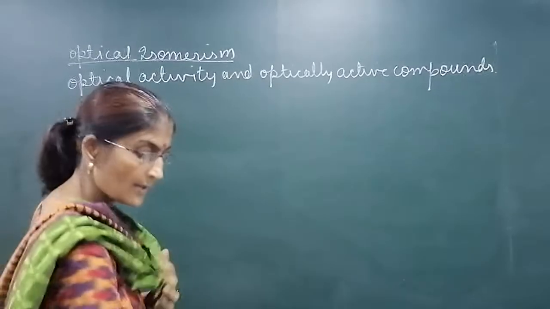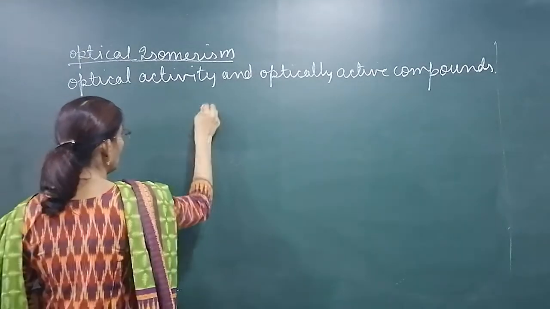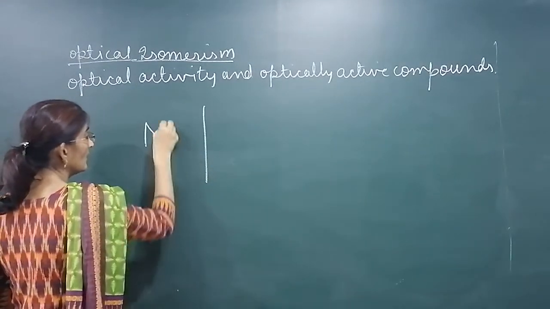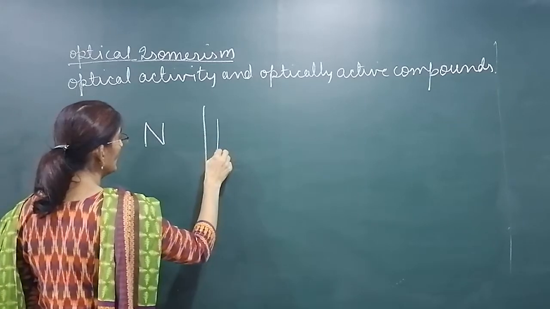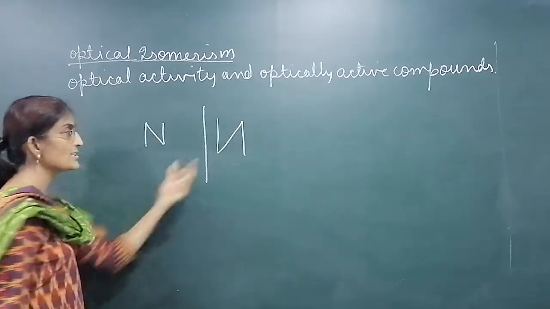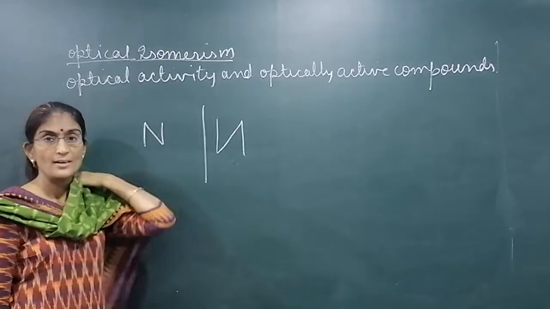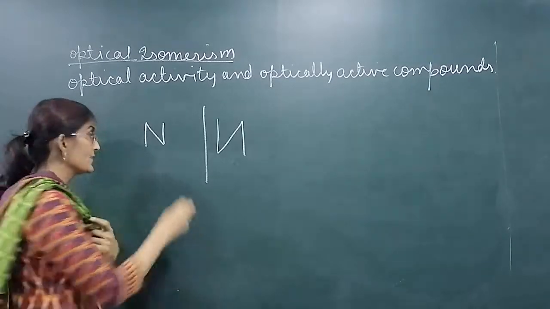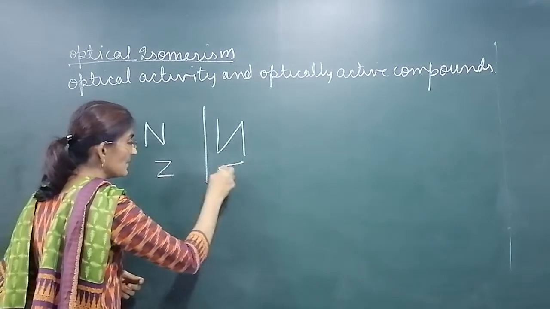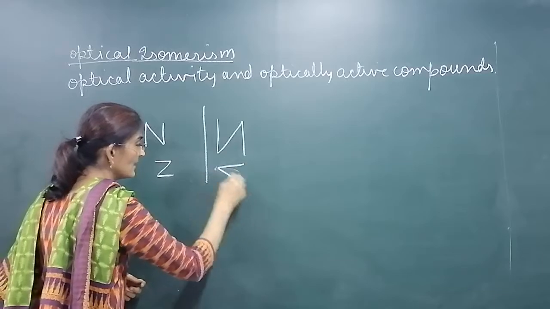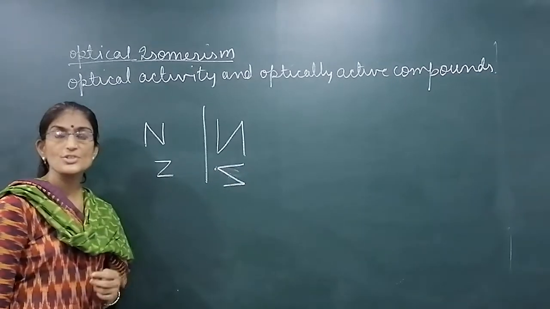Which are those? N. Its mirror image will be like this. It is not superimposed on it. Z. Its mirror image will be like this. It is a non-superimposable mirror image.